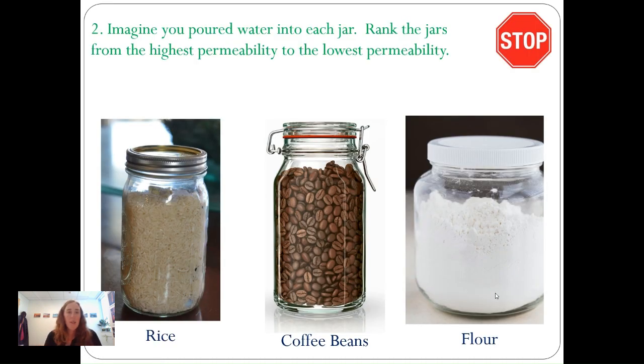So second question here. Imagine you poured water into each jar. You've got 3 jars here. You have a jar of rice, a jar of coffee beans, and a jar of flour. I want you to rank the jars from the highest permeability, which one does water flow through the fastest, to the lowest permeability, which one does water flow through the slowest. All right, and then feel free to return after you've answered that question.